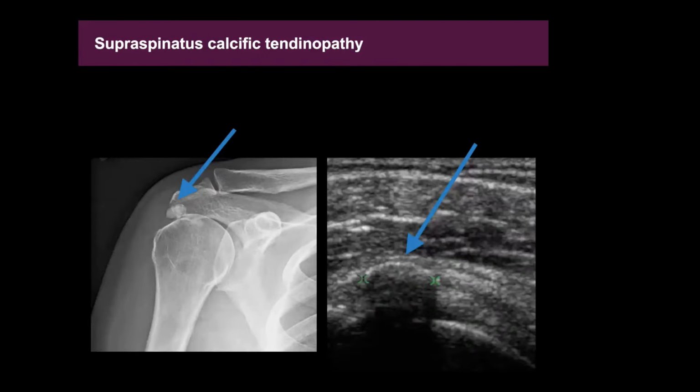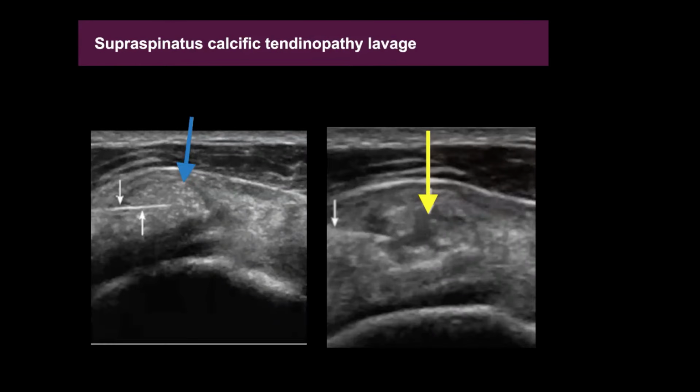Well, if you, for some reason, don't have an X-ray, you could certainly make the diagnosis of calcific tendinopathy just using ultrasound. You could see how on the right-hand side of the image, you could see that hyperechoic interface of the calcification. There's some posterior acoustic shadowing because of the density of that calcium, and you could make that diagnosis. But with ultrasound, you could even go a step further and even consider treating this patient.